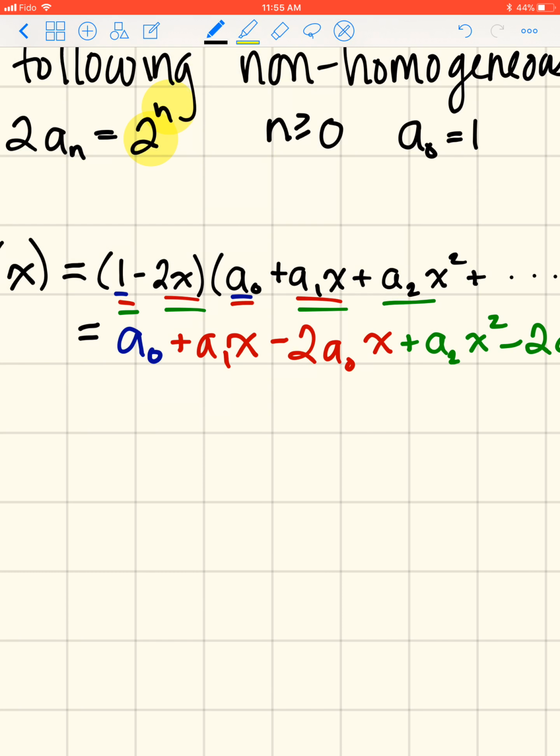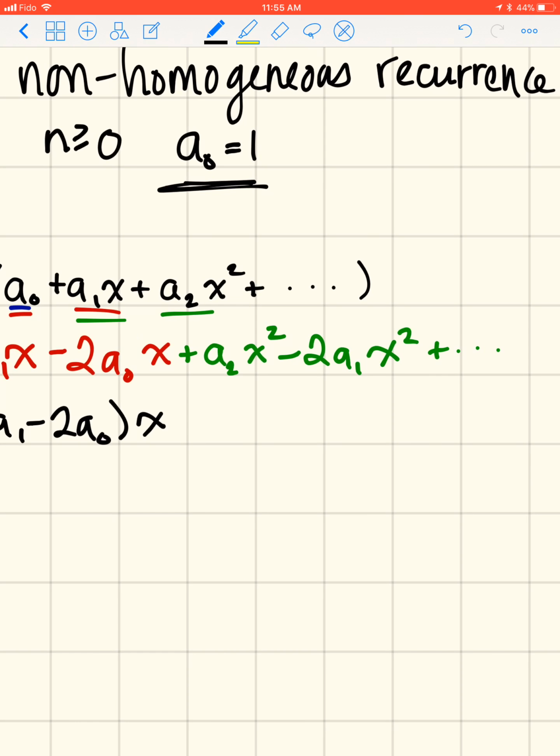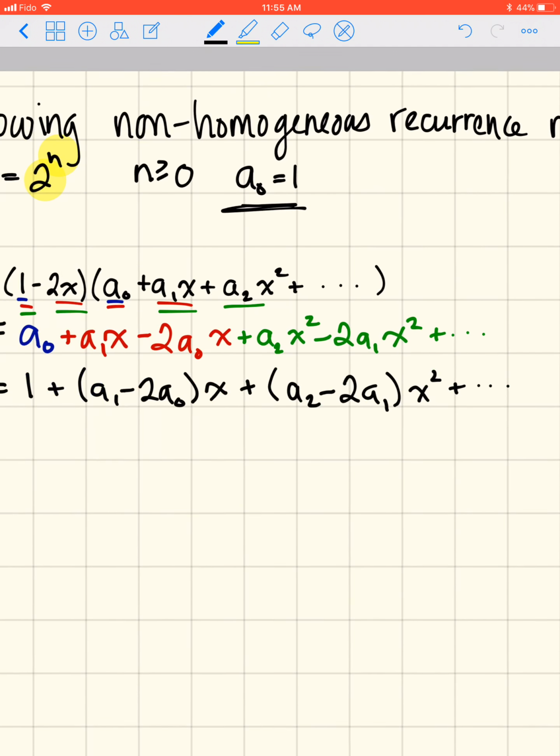Okay, so now we're going to factor out, we're not going to factor, we're going to take the coefficients. Actually, a0 we know is 1. We know that from up here, so I'm just going to substitute that in. And now let's just factor the coefficients so we can see what's going on here. The x term looks like this, and the x squared terms look like this. You can see the pattern, and hopefully this looks familiar.